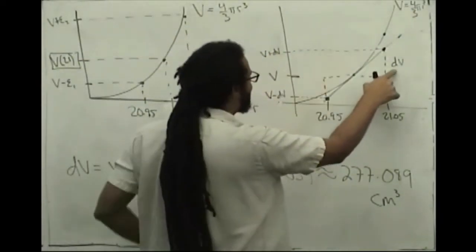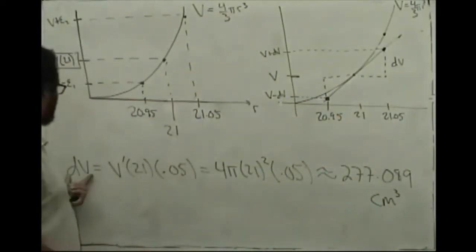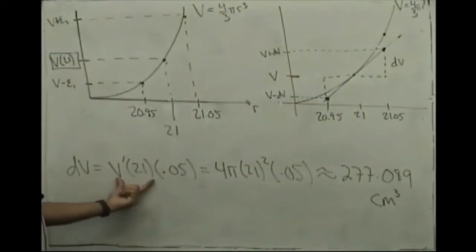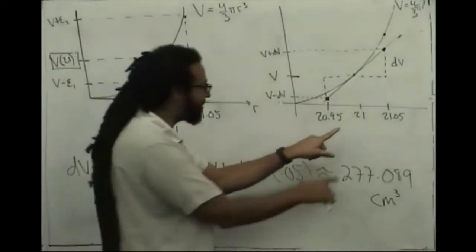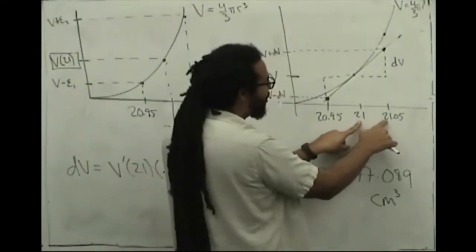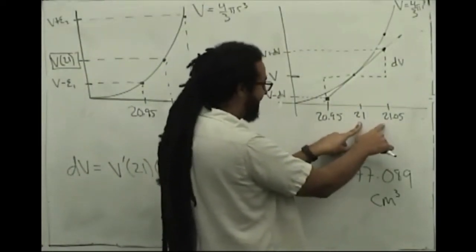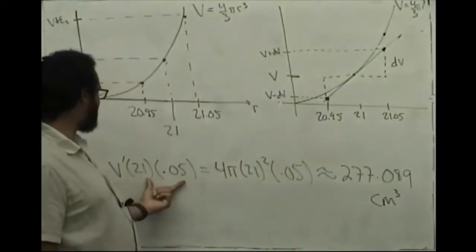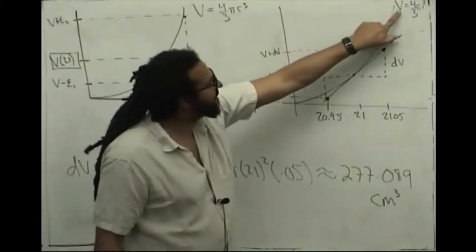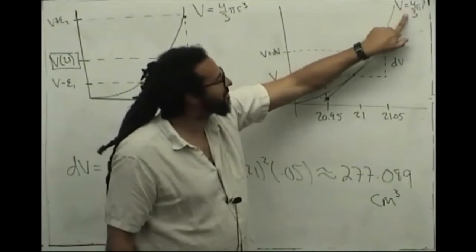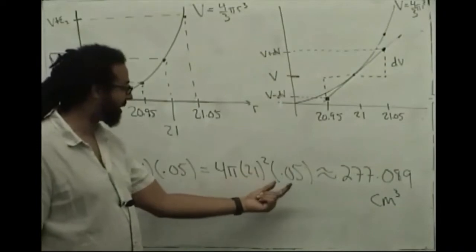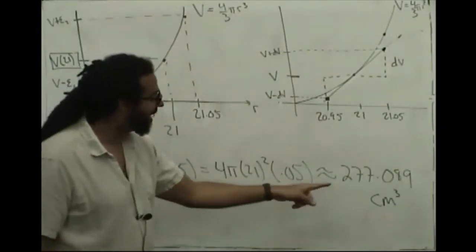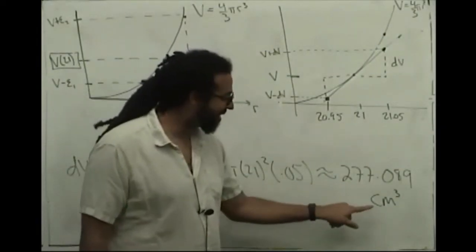And we know how to compute dV. That's just V prime of the tangent point times delta R, or delta X. In this case, our change in radius is 0.05. So the derivative of V is just bring the 3 down in front, so I get 4 pi R squared. So I get 4 pi, the radius squared, times delta R, and that's roughly 277 cubic centimeters.